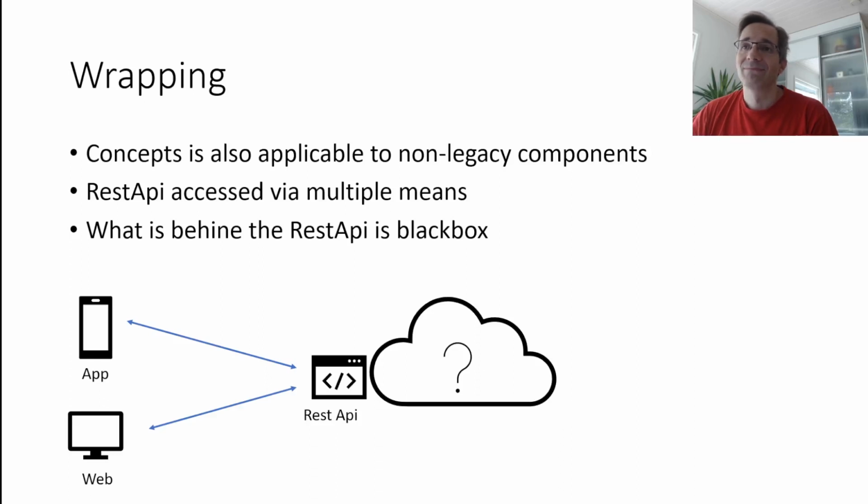The concept of wrapping is also applicable to non-legacy components. So if we think of a modern web service-based system, it typically works like this. We have mobile phone apps and web pages that are used to access the web services via the REST API. And what happens behind the REST API is a complete black box. I mean, who knows? This might be a legacy component from the 1980s running in the background, or it might be some modern stuff. But regardless, we don't know what happens behind this REST API. So we have a complete black box here, and we can basically run anything we like in the background.